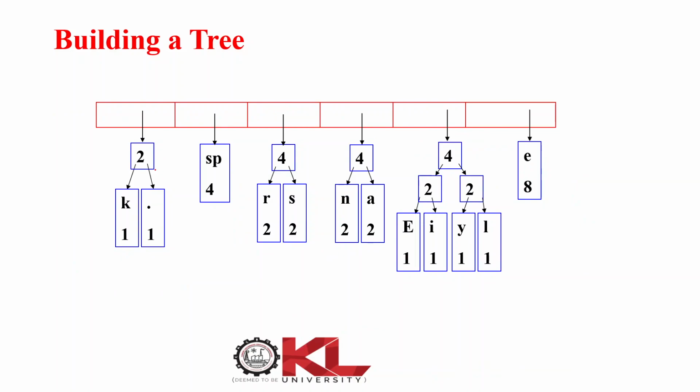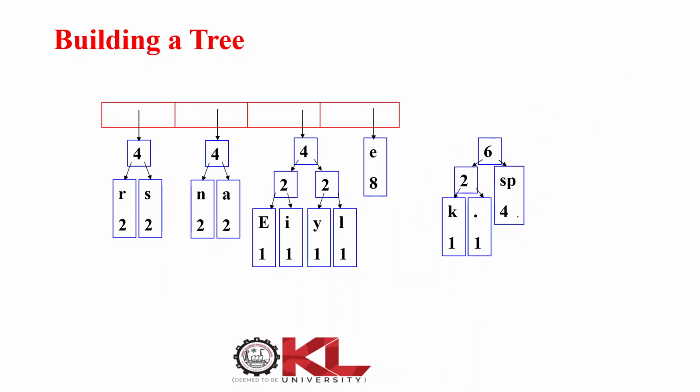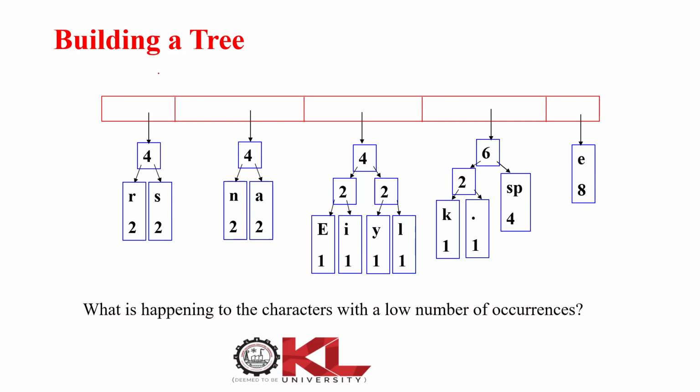And again I will just add both 2 and 4, which will give 6. So I will just add K full stop SP here in between this 4 and 8. So I will just add something like this 6 here, and I will just add 4 and 4, and I will just add it in between this 6 and 8.